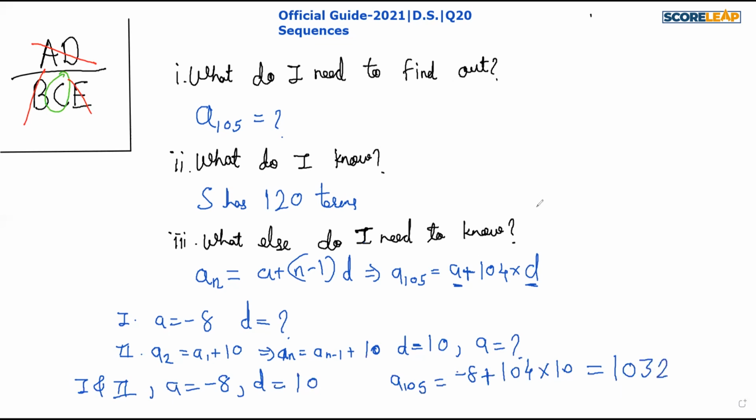Our question got over when we figured out that both statements together are given, and we have to stop at that point. So our correct answer is option C. I hope it's clear.